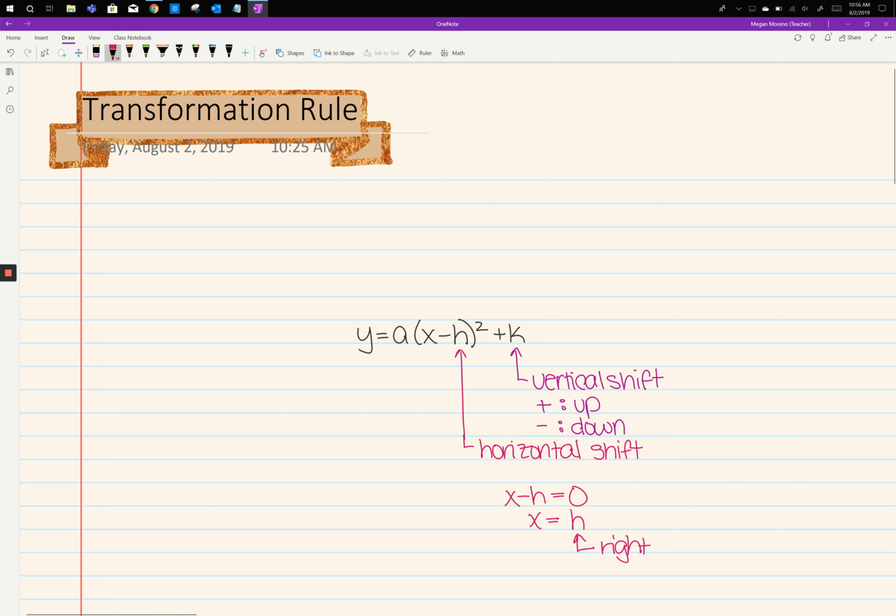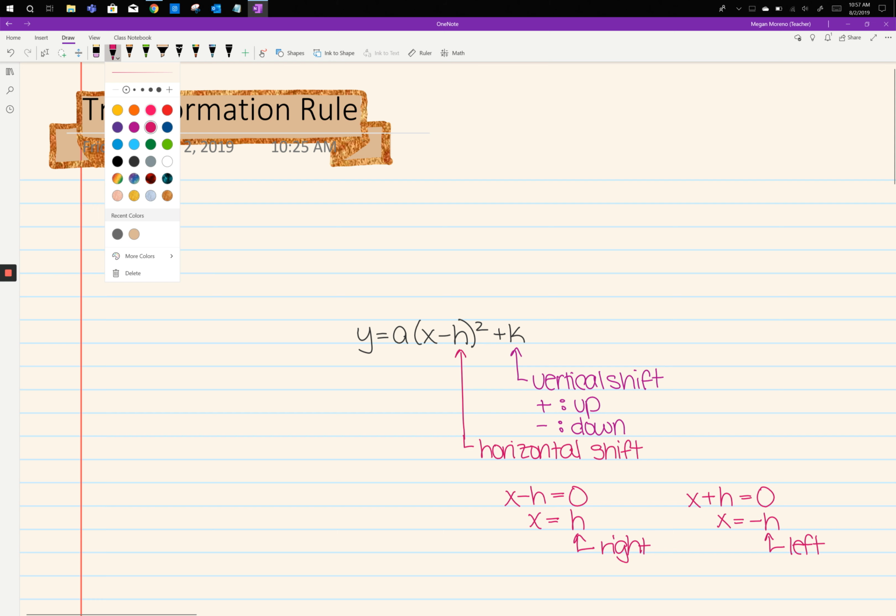But what happens if our expression is x plus h, or x plus a value? Then that means our x is going to be equal to a negative h, moving us to the left. And then finally, we are working with a, and a is our amplitude or compression and stretch.